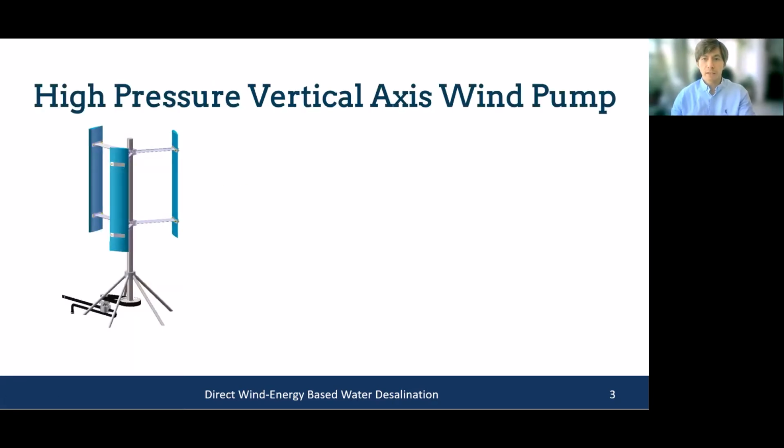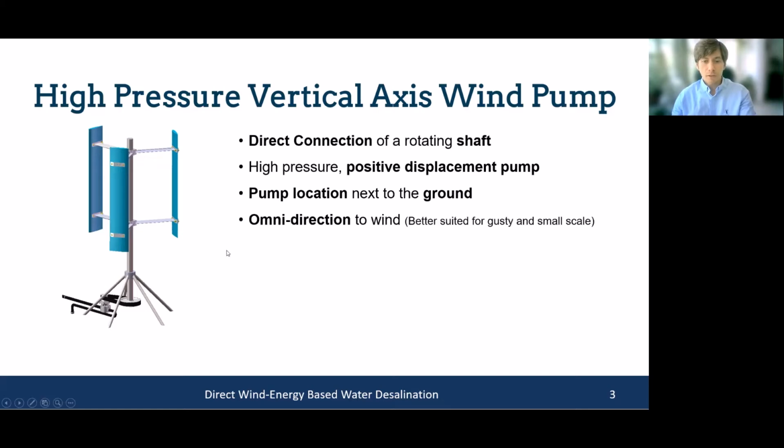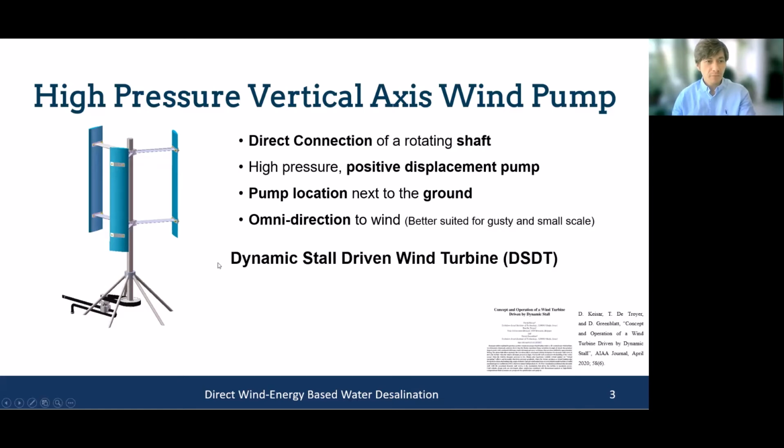The high-pressure vertical axis wind pump is basically a wind turbine with a direct connection of the rotating shaft to a pump. We use a high pressure positive displacement pump, and it is really important for the next steps you will see. The pump location is next to the ground. It's omnidirectional to wind, so it's better suited for gusty and small scale systems. Specifically, we're using a vertical axis wind turbine, which is a dynamic stall driven wind turbine. You can see a paper we published a year ago about this subject.